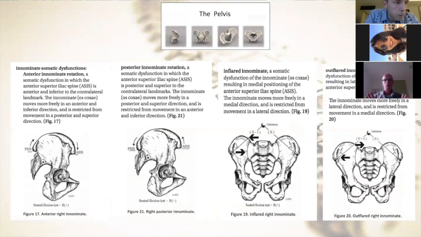But again, we are looking at addressing the dynamics of the pelvis as a girdle, as a ring, not just purely in isolation.